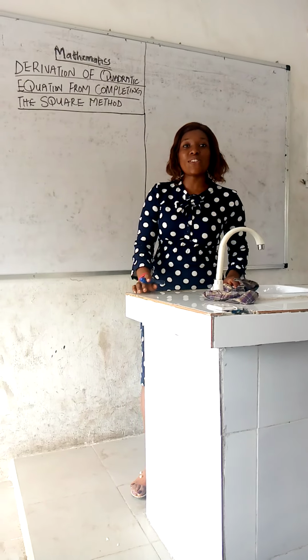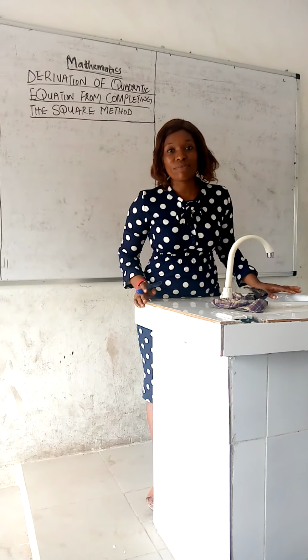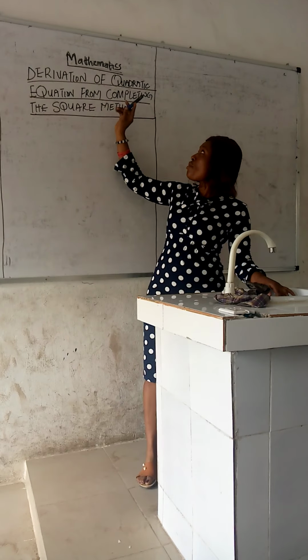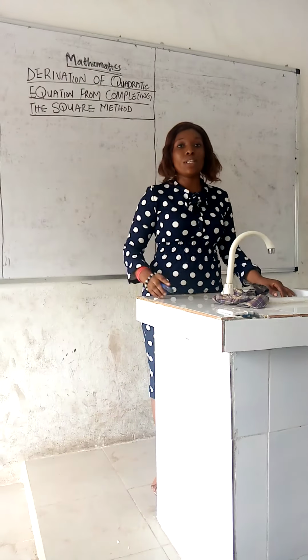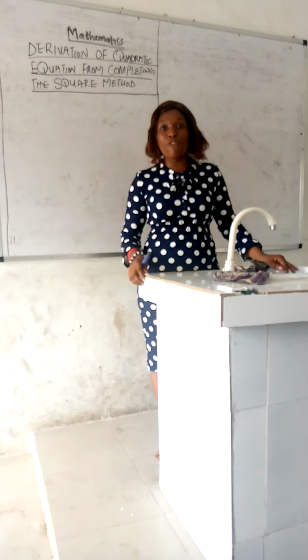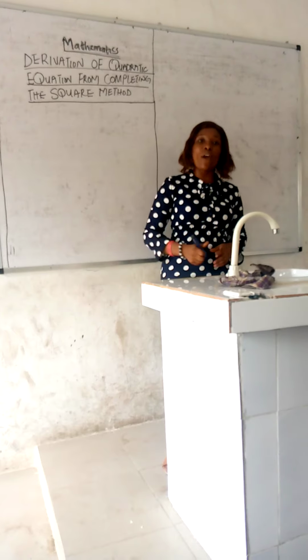Welcome to MACHY Consults. Today, we will begin on the topic quadratic equation. And the subtopic is derivation of quadratic equation from completing the square method. The students probably call it the almighty formula. Now, how do we derive the almighty formula from completing the square method?